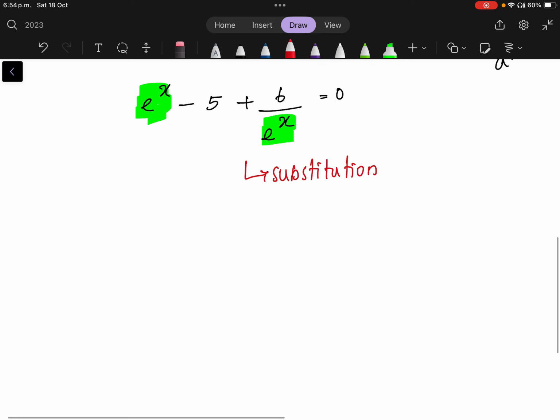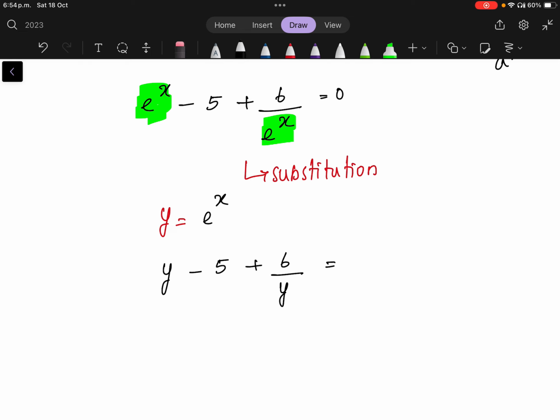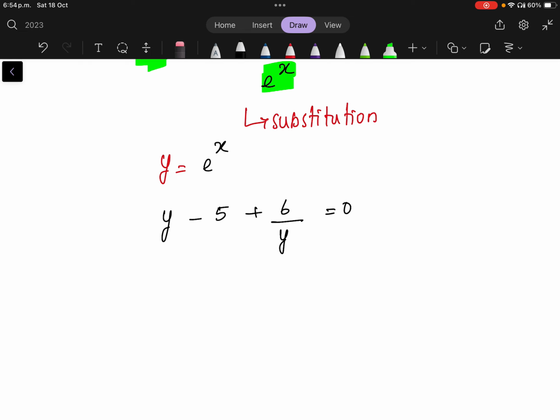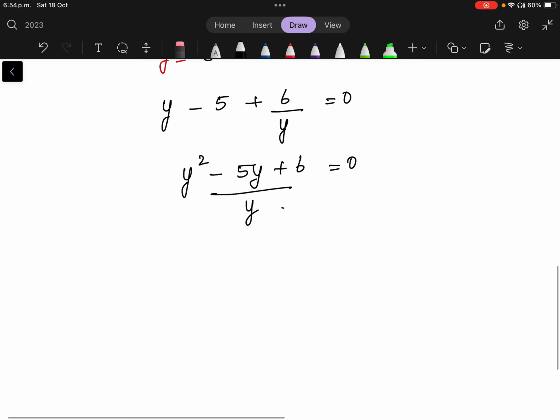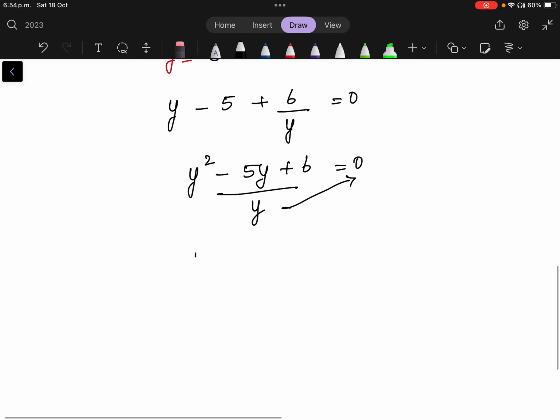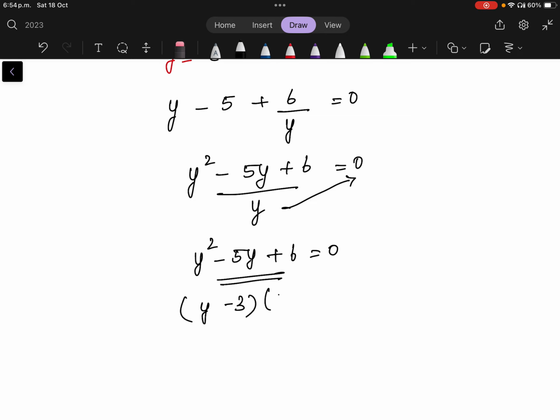So you will substitute it with some value. In this case, I will substitute y is equal to e to the power of x. Then the equation becomes y minus 5 plus 6 by y is equal to 0. Now it is simple simplification. You will get y squared minus 5y plus 6 over y is equal to 0, and y will get multiplied by 0, which will become 0. So you can write this as y squared minus 5y plus 6 is equal to 0. You factorize this, you will get y minus 3, y minus 2 is equal to 0, and then y is equal to 3, y is equal to 2.